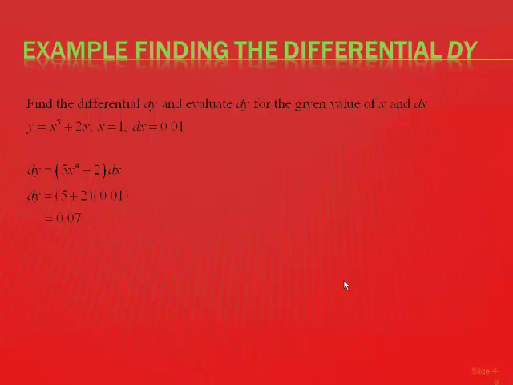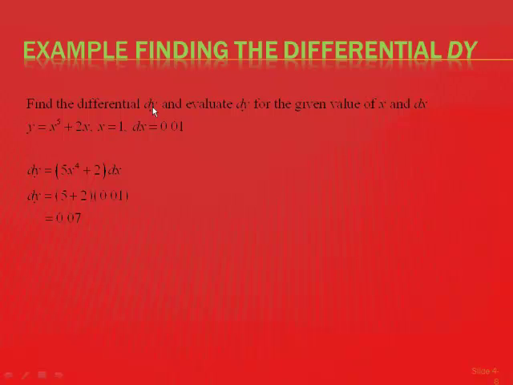So we are to find the differential dy and evaluate it for the given value of x and dx. And we have this particular function, y equals x to the fifth plus 2x. We're talking about at the place x equals 1, and x changing, dx, the change in x, by 0.01. What we're going to do is figure out, if x changes by 0.01, what is y going to change by at that place x equals 1.